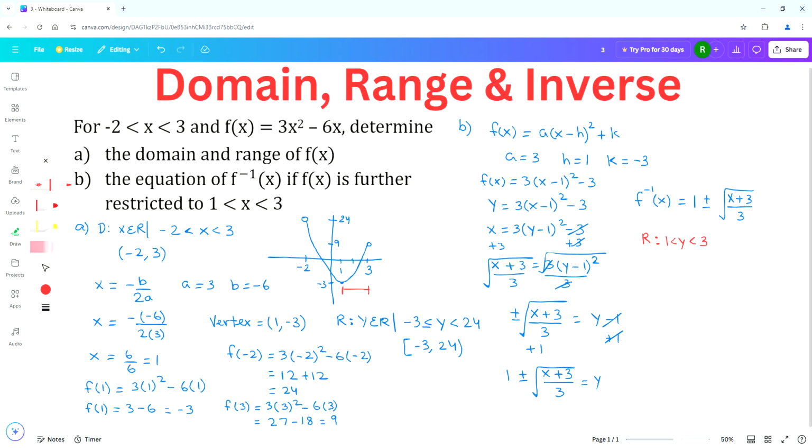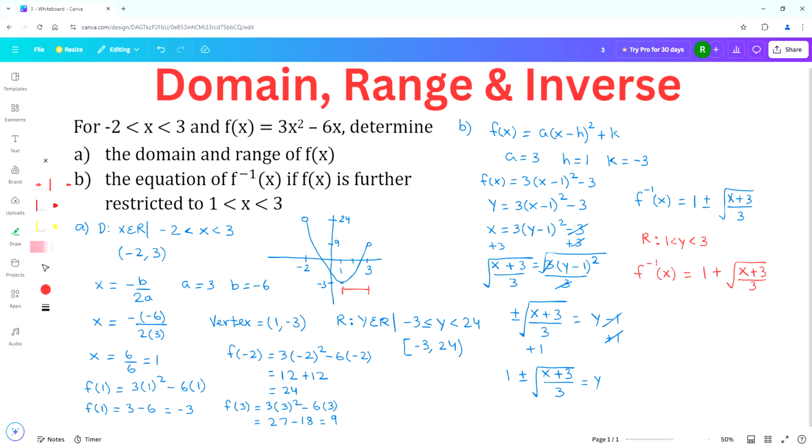Since the range of the inverse is from 1 to 3, we have to ignore the negative case in this equation for the inverse of f(x). That means for the domain of f(x) to be from 1 to 3, the equation for the inverse should be... so this should be the answer for the equation for the inverse of f(x).